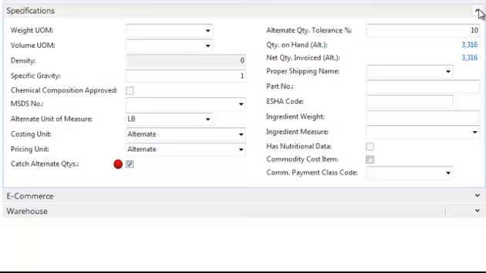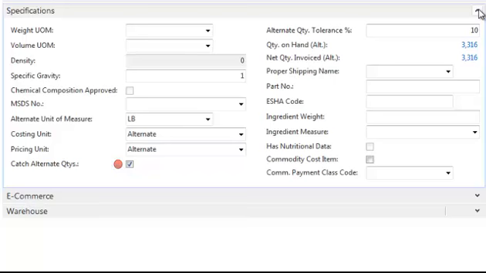With catch alternate quantity set to yes, the item is now identified as a catch weight item, and the system will need to be given the actual quantities. This can be accomplished by either an end user or perhaps through a scale integration with NAV. This means there's additional effort in data capture, but the payoff is gained in the accuracy of the data. This fixed versus catch weight setup is at the item level.